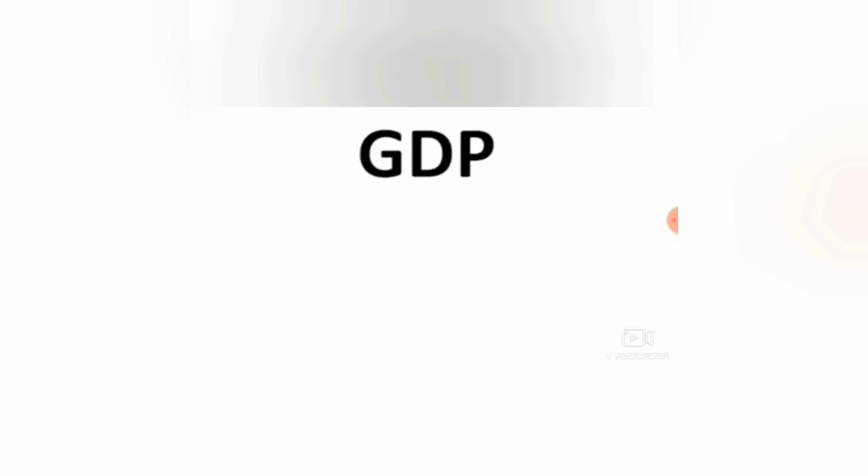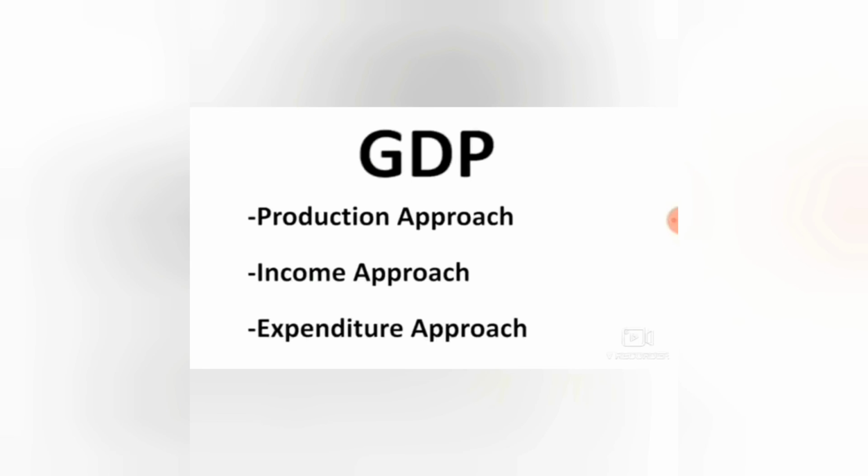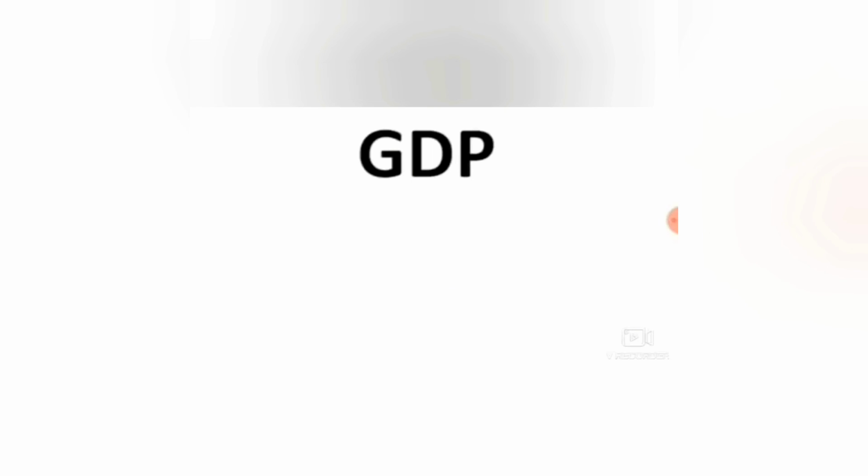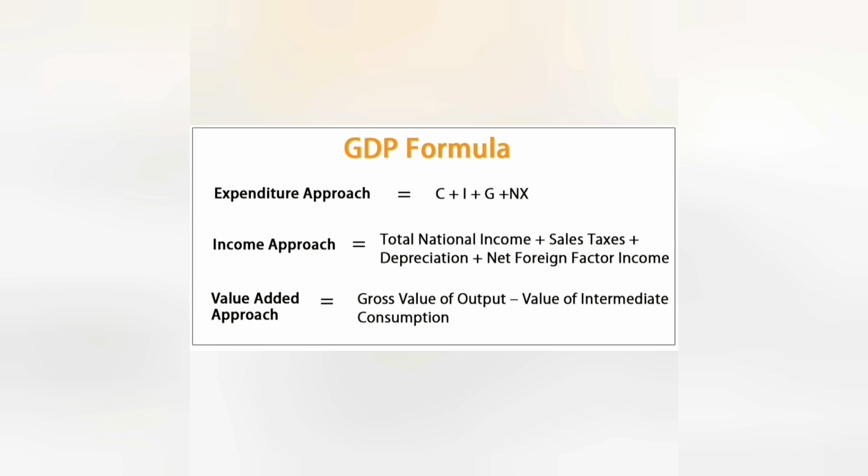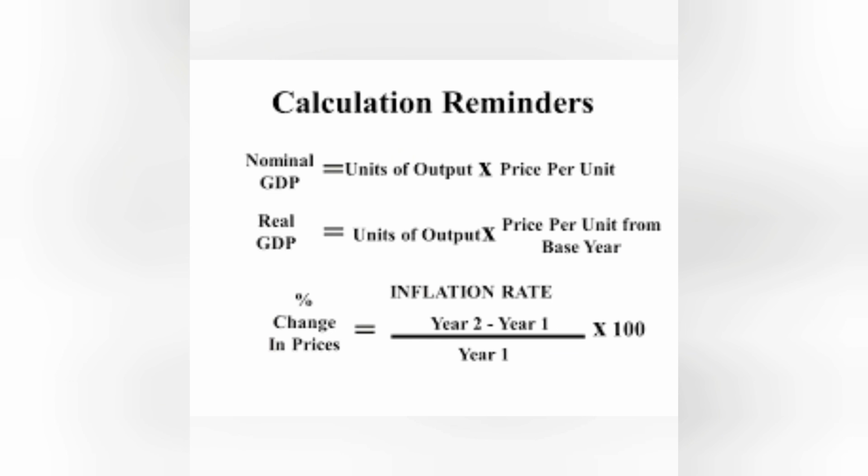GDP is calculated on the basis of three approaches: production approach, income approach, and expenditure approach. The formula is calculated on the basis of expenditure, income, and value added approach. We can see the formula.